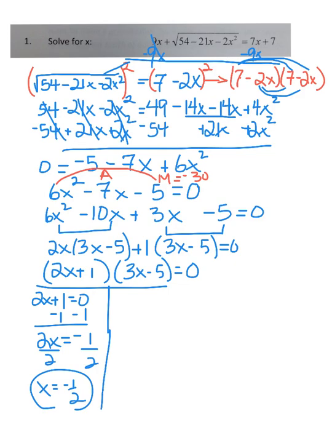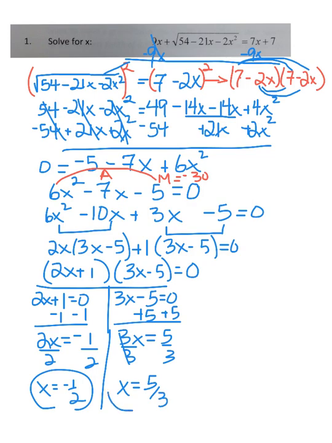All right, let's do the other side. So I have 3x minus 5 equals 0. I'm going to add 5 to both sides. So that gives me 3x equals 5. Divide by 3 on both sides. And I have x equals 5/3.